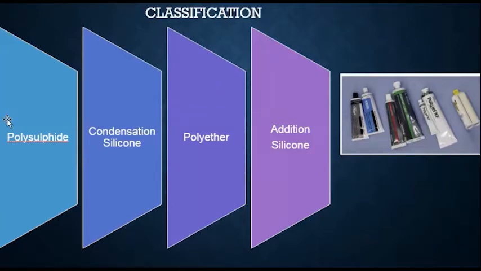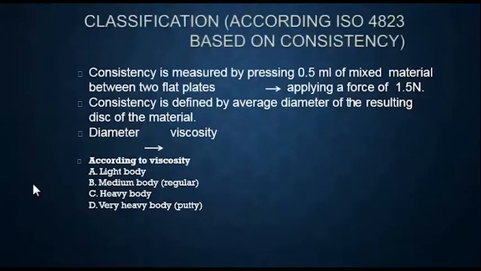You should remember elastomeric impression materials are polymers that are chemically or physically cross-linked, and they undergo elastic recovery when the stress is released. ISO classification based on consistency can be light body, medium body or regular body, heavy body, and very heavy body or putty. Consistency is defined by the average diameter of the resulting disc of the material by pressing 0.5 ml of mixed material between two plates. So based on the average diameter, you can classify materials.